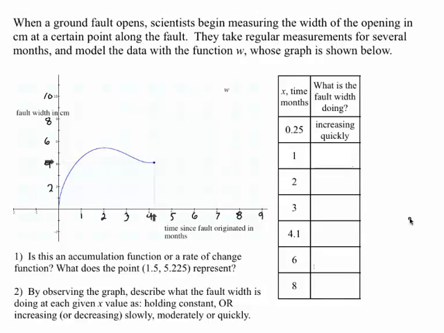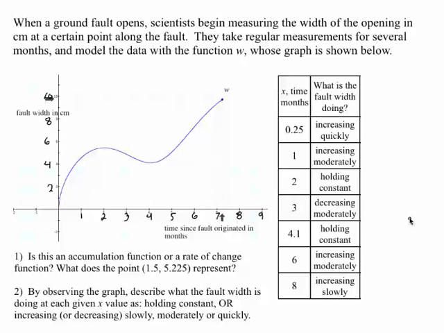Okay, so your answers might vary a little bit, but if one of your answers is a lot different from what I put up here, then that's of concern. But if you said slowly and I said moderately, or I said moderately and you said quickly, that's maybe just subject to variation. But this is what I would say. At 1, increasing moderately. At 2, holding constant. At 3, decreasing moderately. At 4.1, holding constant again. At 6, increasing moderately, and at 8, increasing slowly. Were your answers like that? Similar? Yes. Okay.